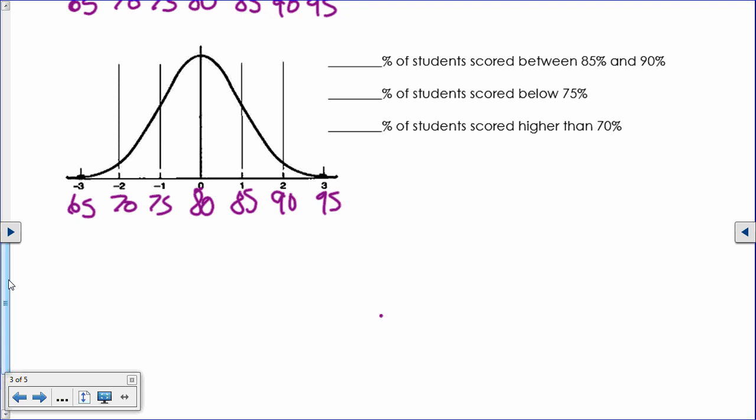All right. What percentage of students scored between 85 and 90? Right here. 13.5. That's why knowing the little broken up picture is helpful. So ask for the smaller increments. What about below 75? So it's here and all this way. How do you think you would find that? It is 16.